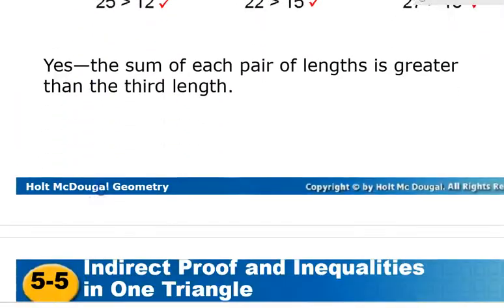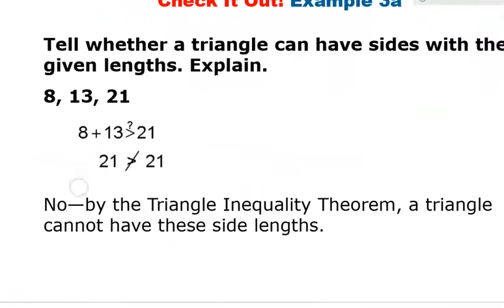Okay, and that's what they did here. Same thing here. Just add them up. So these 2 need to be bigger than the third. And if you want to do the other ones first, you can. 13 plus 21 needs to be bigger than 8. Which one did they not do? Let's see. 21 plus 8 needs to be bigger than 13. So all 3 of these need to work. If one does not work, then it's a no-go.